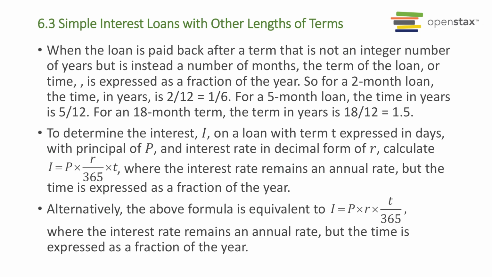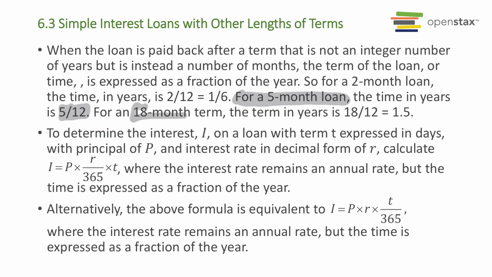So when a loan is paid back after a term that's not an integer number, in other words, if it's not 1 year, 2 years, 3 years, what if it's 45 days or 60 days, 5 months, something like that? Then the time in years must be converted into a fraction. So for example, for a 5-month loan, we would convert that to 5 out of 12, because again, T is always referenced in years.